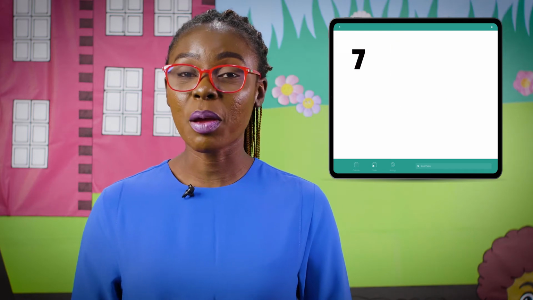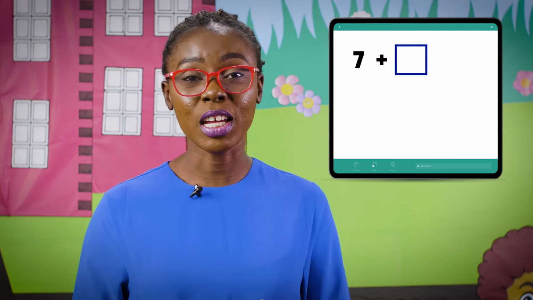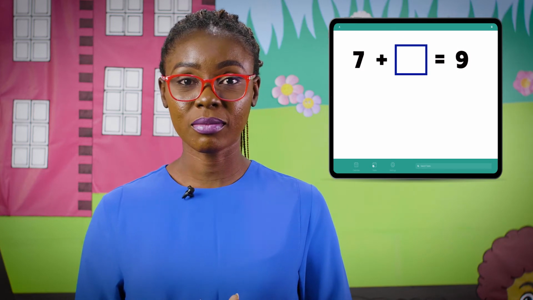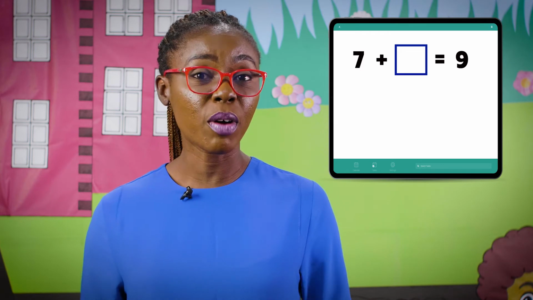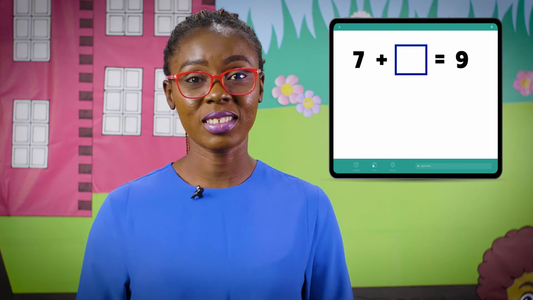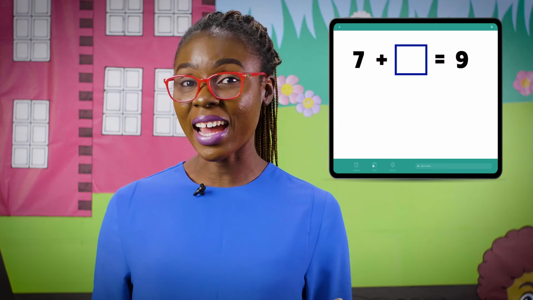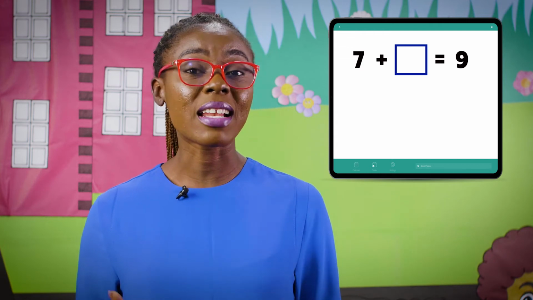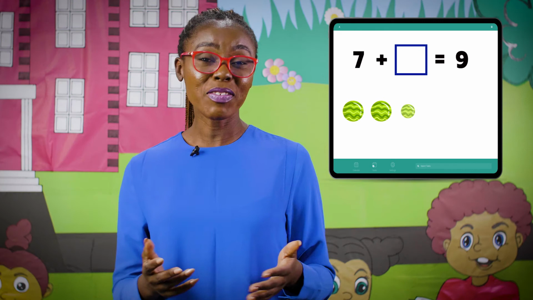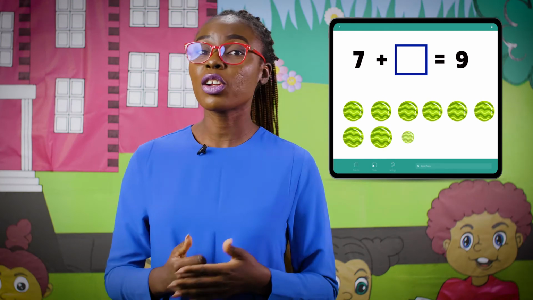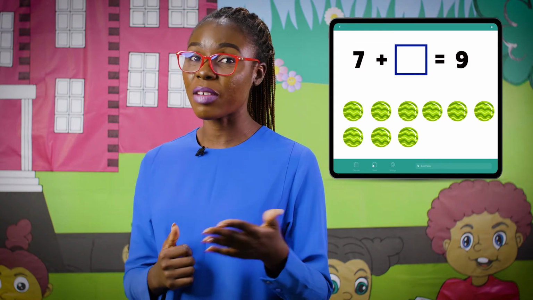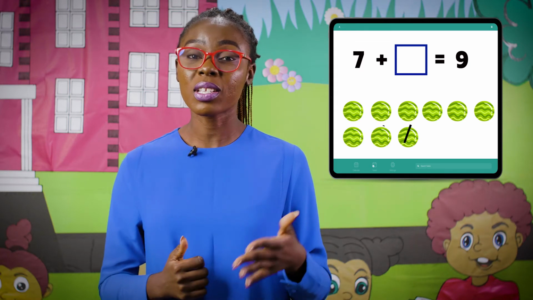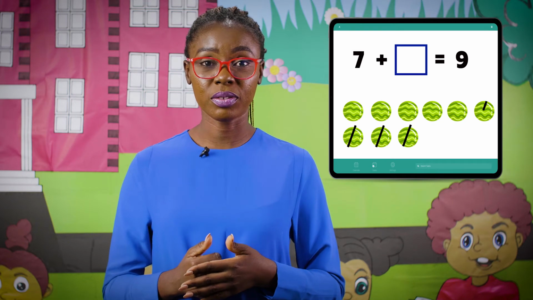Let's try out another question. 7 plus empty box equals 9. Remember, the first step is to draw out the number of bubbles for the answer. The answer here is 9, so that means we have to draw out 9 bubbles. After drawing 9 bubbles, we then cross out the number of bubbles for the number we are given, which is 7. So we have to cross out 7 bubbles.